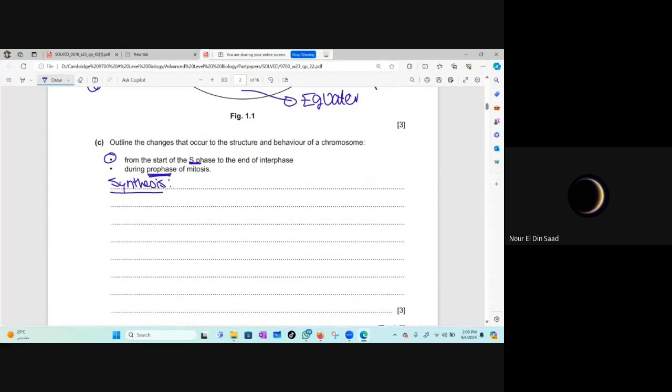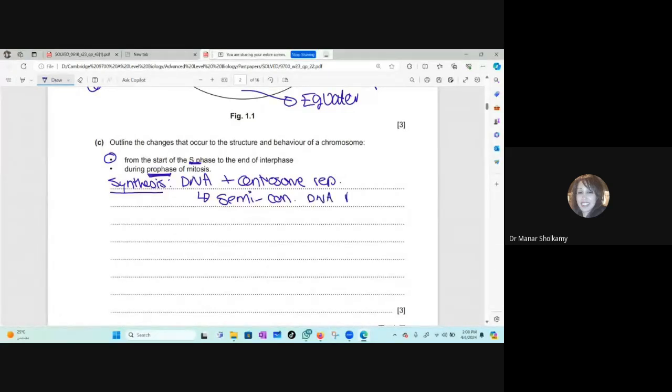What will you write here? The DNA replicates. Very good. Not only the DNA, by the way, the DNA and the centrioles or the centrosome replicate. And the DNA replication has a name. I just want the name. Semi-conservative replication. Yes, just write it down. Semi-conservative DNA replication. Now, what comes after the synthesis phase?